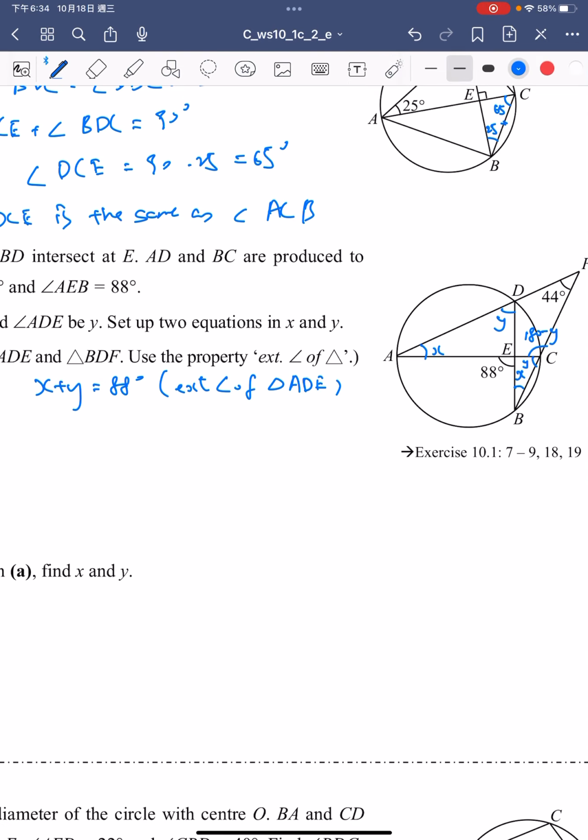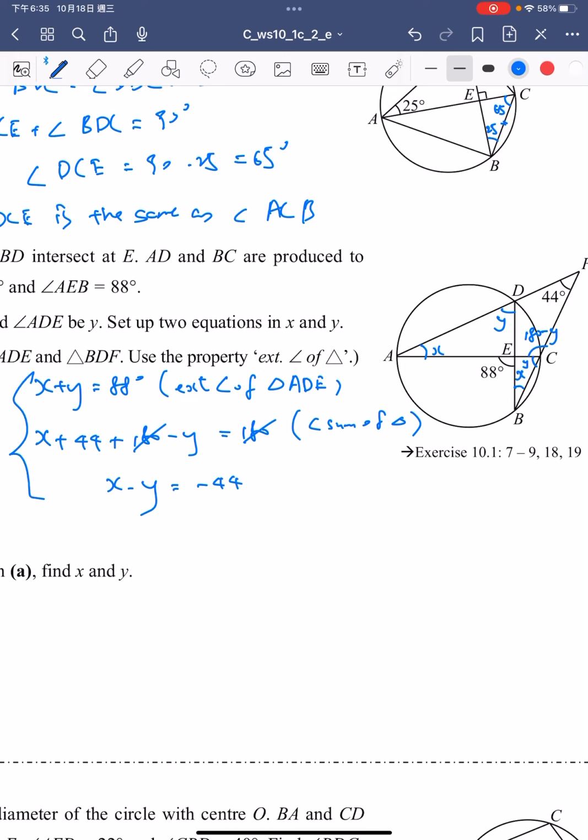Now we can write it all down. We have X plus 44 plus 180 minus Y equal to 180, by the angle sum of a triangle. Then we cancel out this 180, and we have X minus Y equal to negative 44.